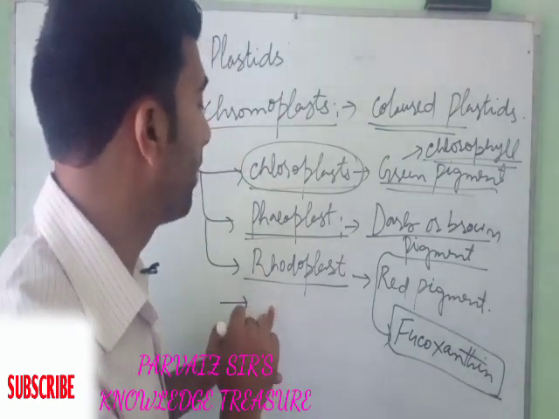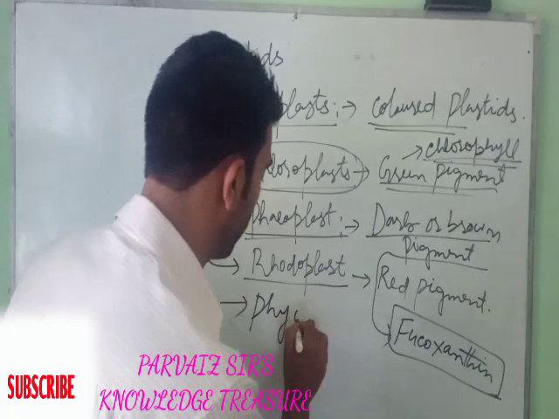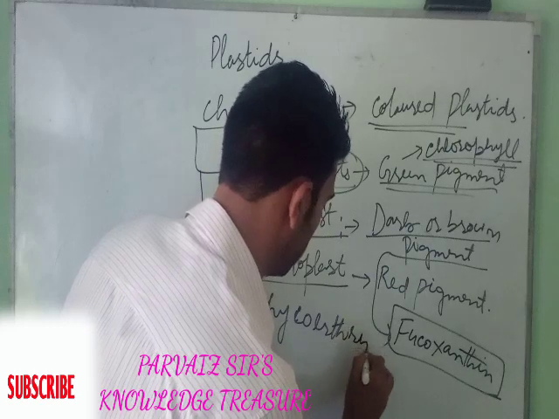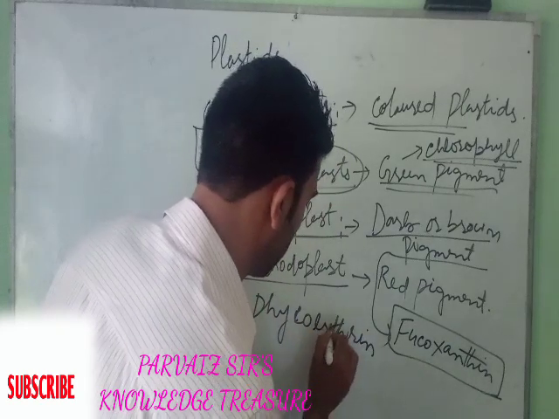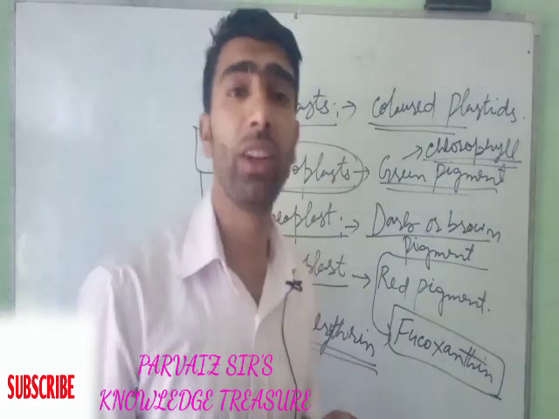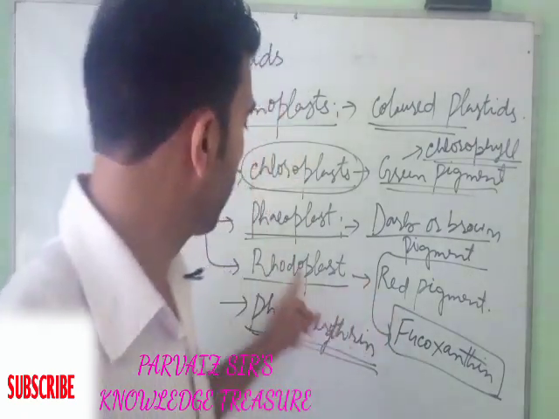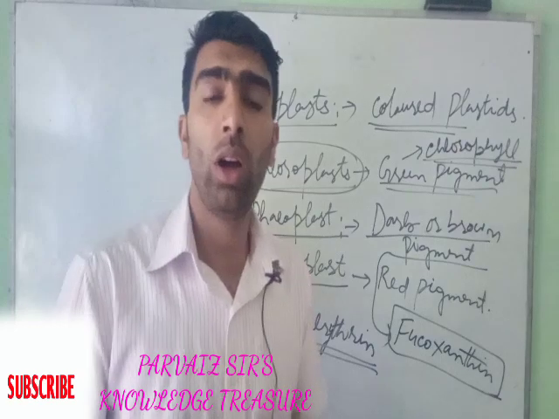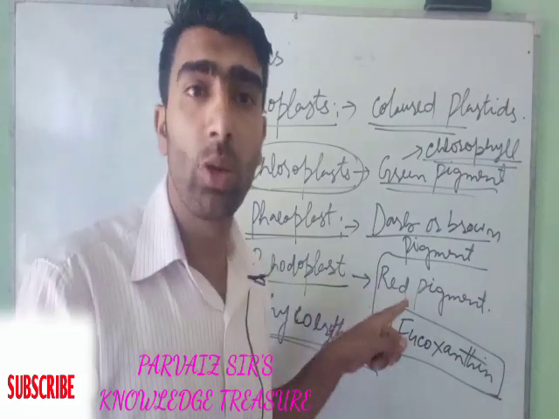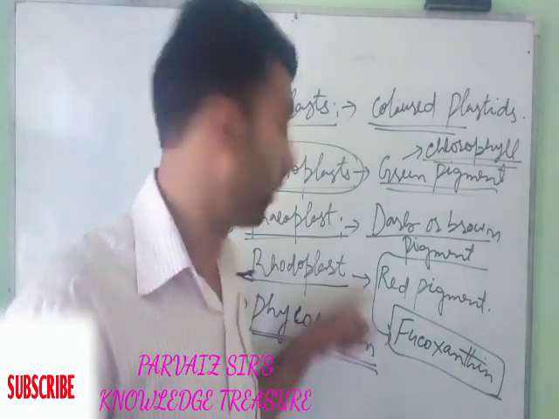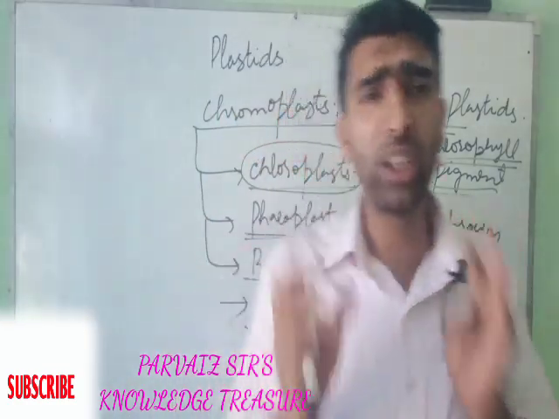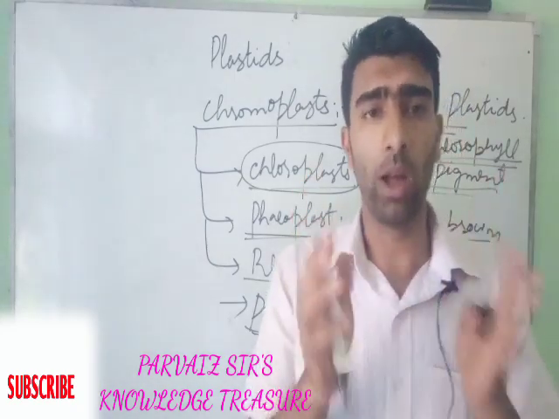Rhodoplast contains a pigment called phycoerythrin. This phycoerythrin pigment is red in color and it is found in red algae. The main function of these pigments is to trap solar energy and transfer it to the chlorophyll, in the case of pheoplasts, and similar is the case with rhodoplasts. Now we will talk in detail about chloroplast.